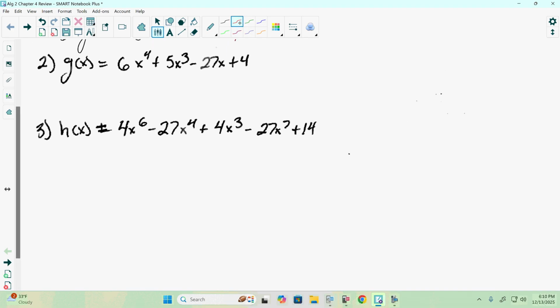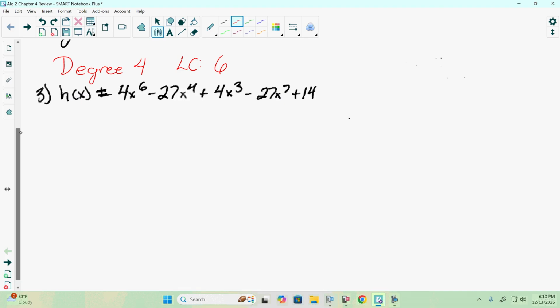Now, if we look at number 2, you need to look through the whole equation just in case it's not written in standard form. Here it is written in standard form. We know because the variable's exponents decrease from biggest to smallest to our constant term. The variable with the biggest exponent is our x to the 4th, telling us that the degree is 4. Leading coefficient is the number in front of the variable with the biggest exponent, telling us it's 6.